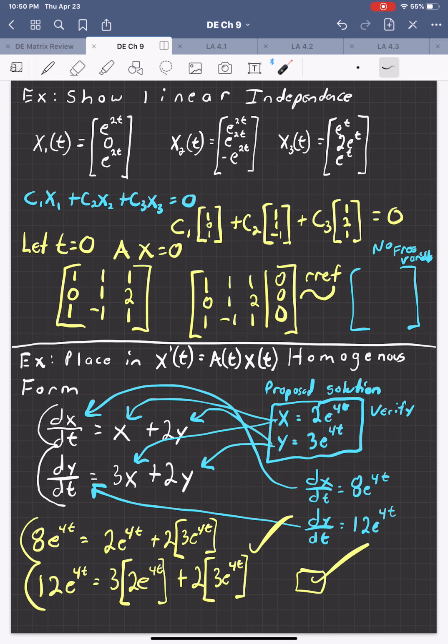And this, in fact, would just be one of an infinite amount of solutions that would work. So I could have said 2e to the 4t plus, well, I won't go through it, but you can imagine that there's an infinite amount of solutions. This is one of them.